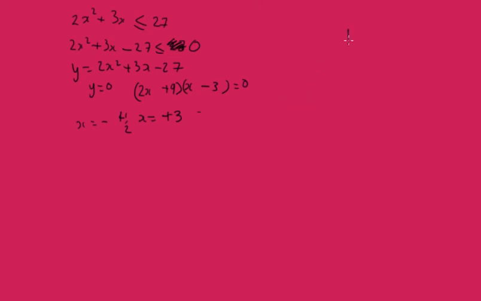So let's draw this. Again, we know it's got a minimum, not a maximum, because our coefficient of x squared is positive. And so we're going to have minus 4.5, and we're going to have plus 3 over here, and it's going to come down here and then up here.